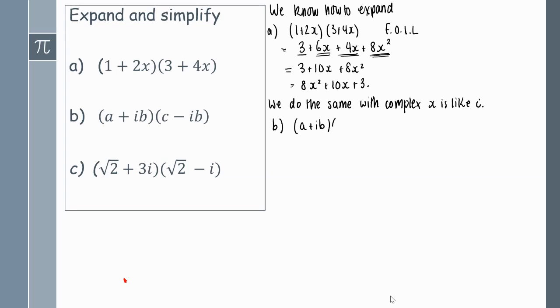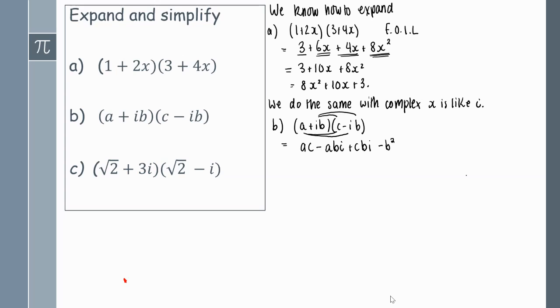We'll have a times c first. This will just be simplified as ac. Next, I times a times minus ib, that will be minus ab. I'm going to put the i at the end. Then we'll have c times ib, that will be cbi. And then I'll have ib times minus ib.